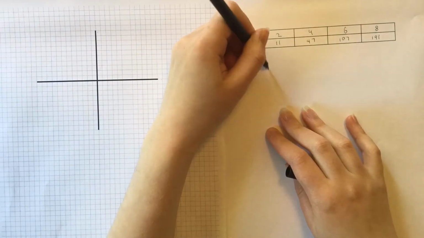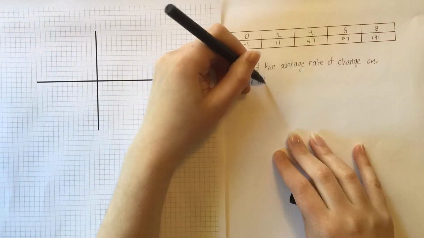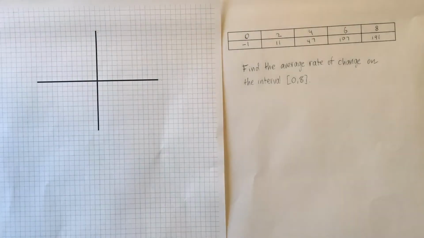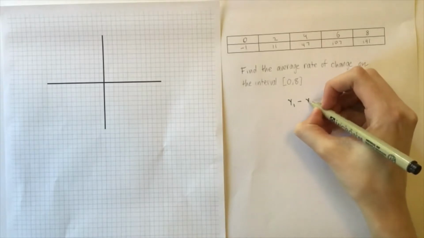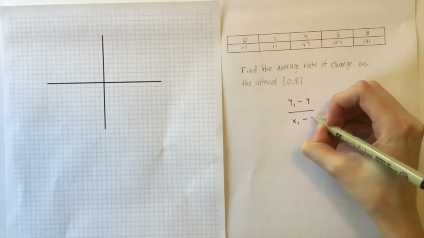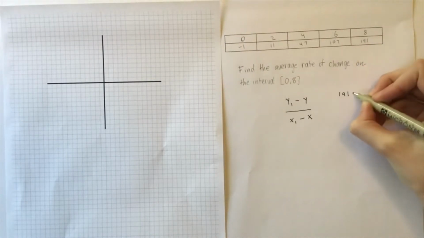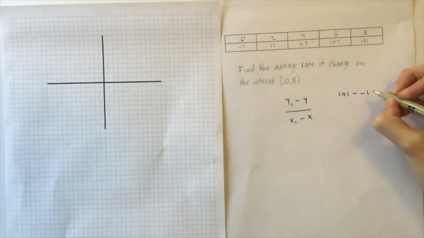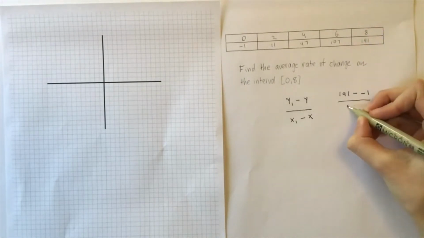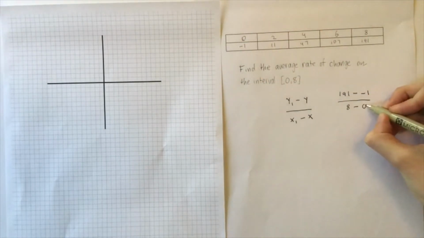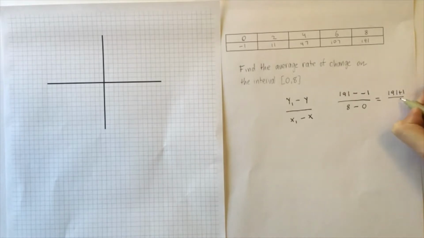In this problem, we're finding the average rate of change for the closed interval [0, 8]. (y2 - y1) divided by (x2 - x1) equals (191 - (-1)) divided by (8 - 0), which simplifies to (191 + 1) divided by 8. This simplifies to 24.